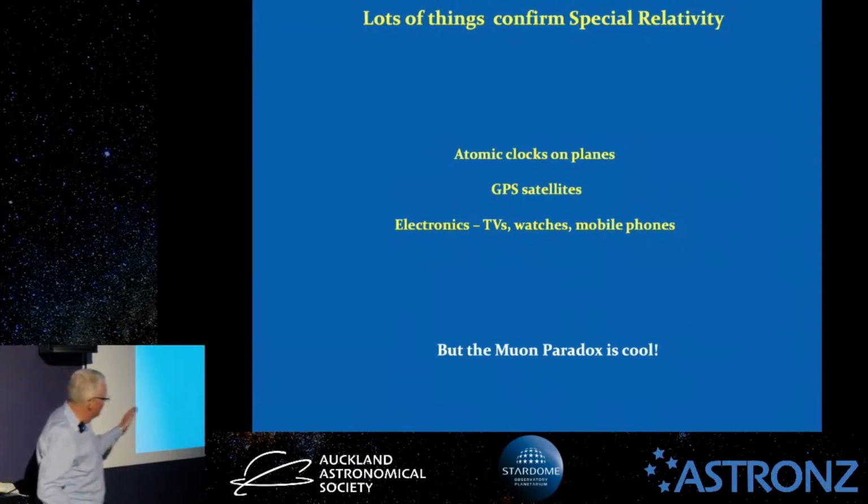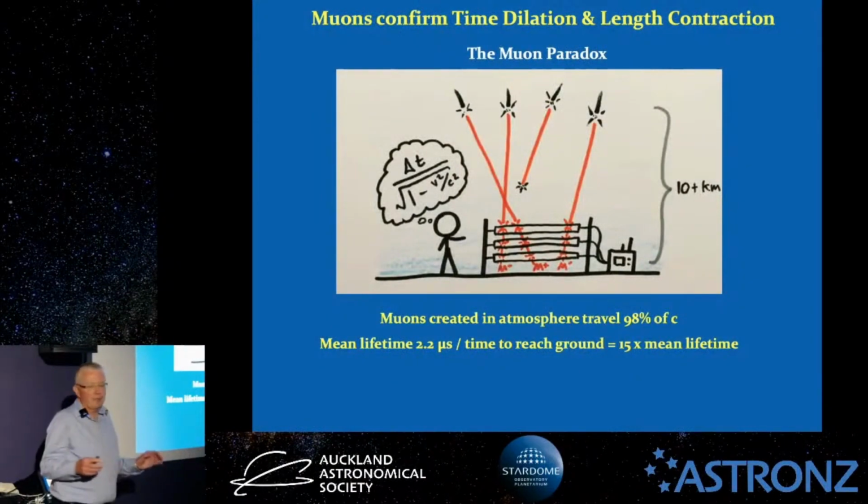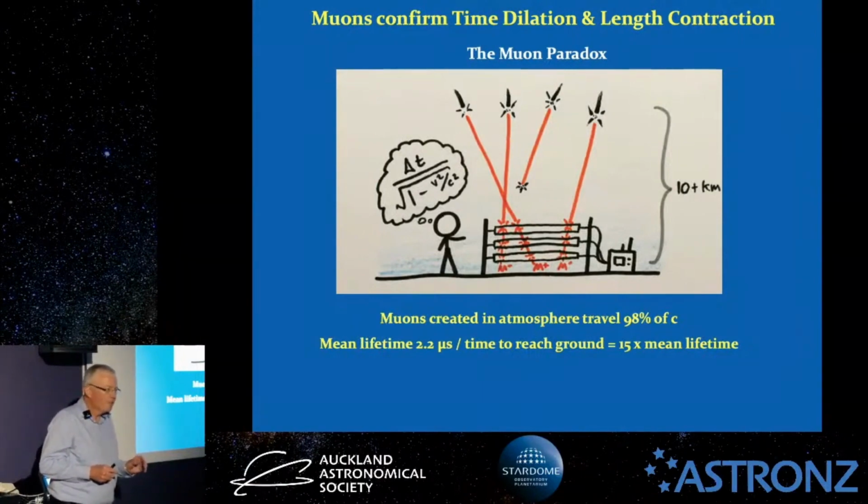You go home to the family and say, I'm checking out special relativity. But one of nature's really cool ones here is the muon paradox. Nature actually shows us that special relativity is so. A muon is a subatomic particle, the heavy cousin of the electron. It's very unstable, with a very short half-life, so it doesn't hang around for long. And it's in high energy situations that they are created.